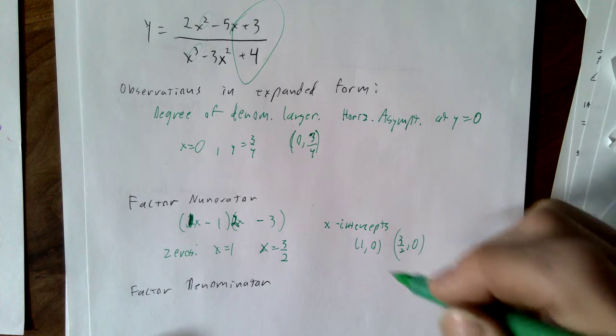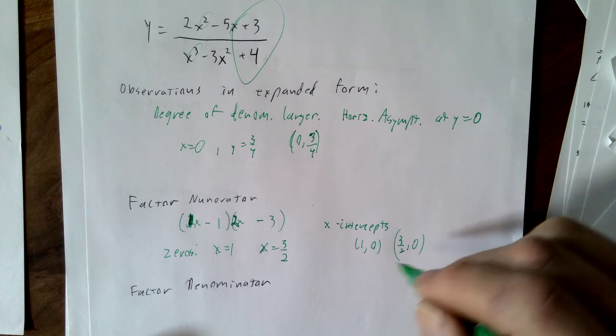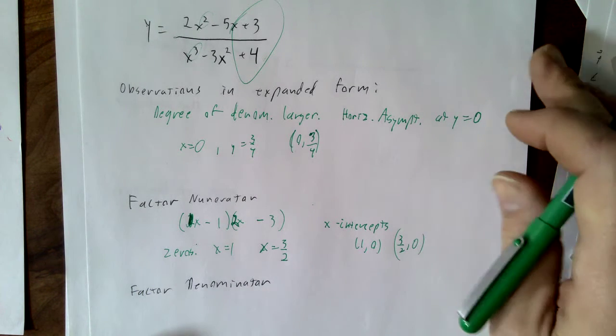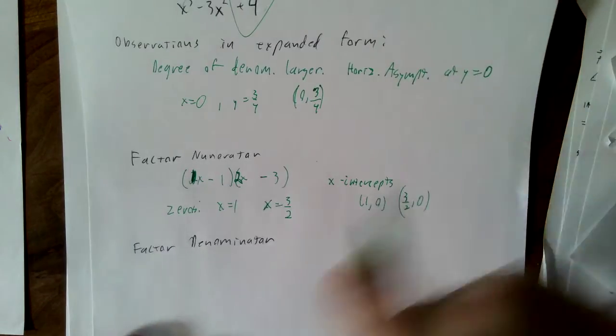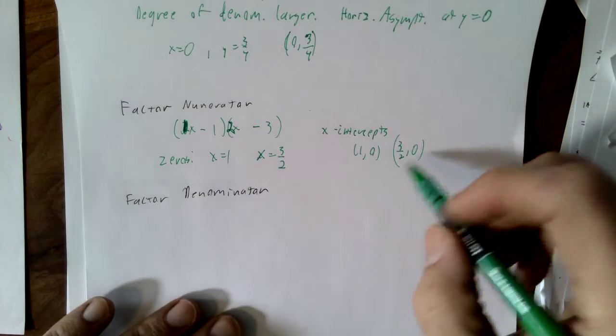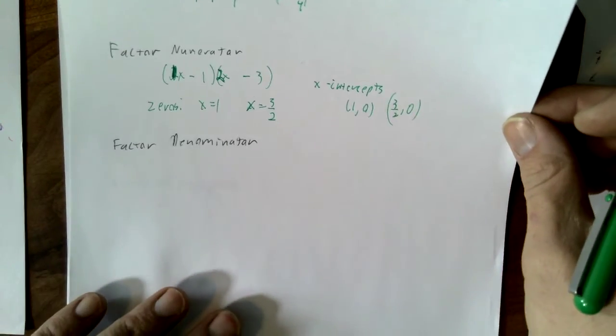The cool thing is not only are those x-intercepts, but also those are the only places that the graph could cross the x-axis. The only way you could have x-intercepts is if you have zeros in the numerator. So that's it. Otherwise, it doesn't cross this line. It approaches that line, but it never crosses it anywhere else.